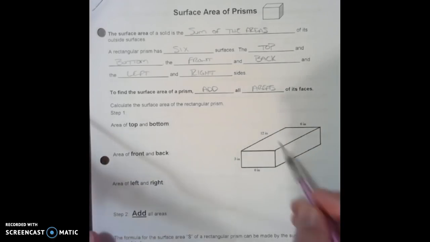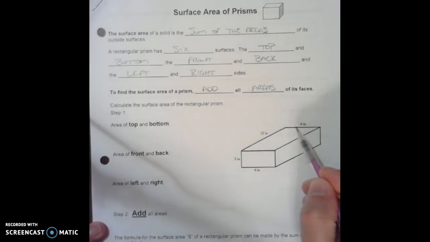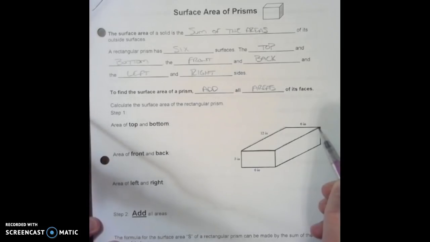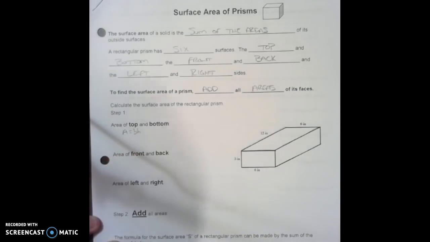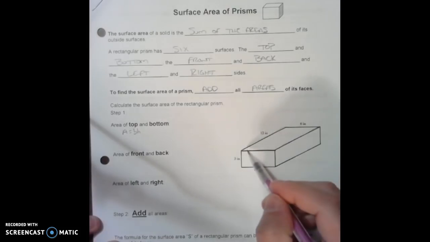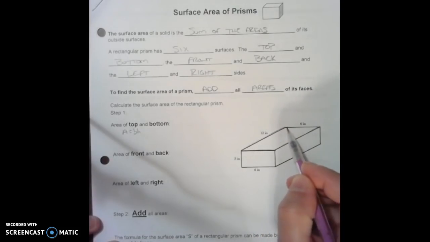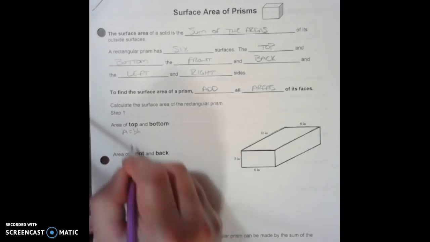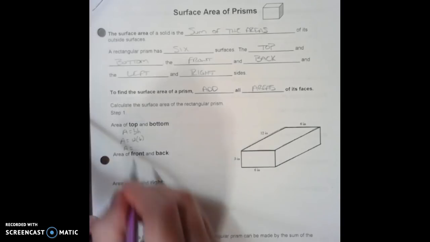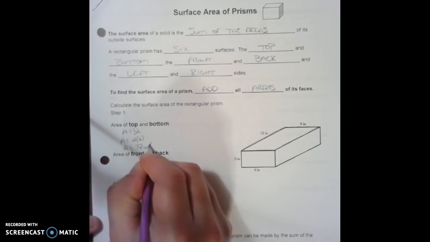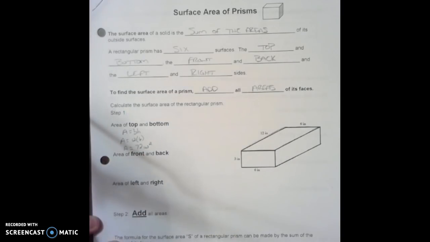We'll start with the top and the bottom faces, okay? The top and the bottom, we can see the top is right here, and the dimensions of the top are the same as the dimensions of the bottom. And in order to find that area, well, we have to remember that it's a rectangle. So we're going to use the area formula for a rectangle. Area equals base times height. Okay, and we can see the dimensions here are 12 inches by 6 inches. A equals 12 times 6. And when you multiply 12 by 6, you end up with 72 square inches. Remember, area, the units get squared.